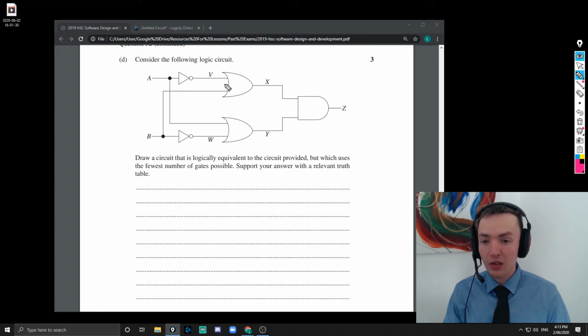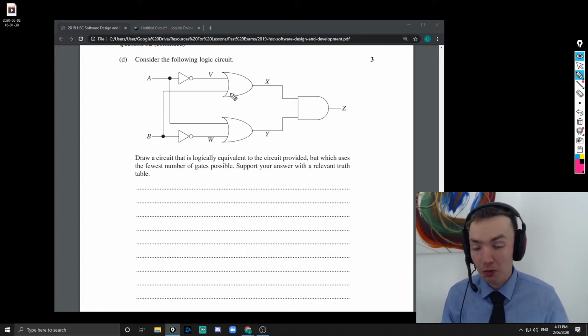The other thing to remember, which I forgot to tell you, is always go from left to right. So the inputs are on the left and the output is on the right. In this case, A and B are inputs. They're like the switches we had, and Z is the final output.